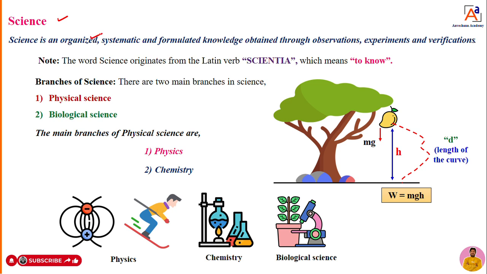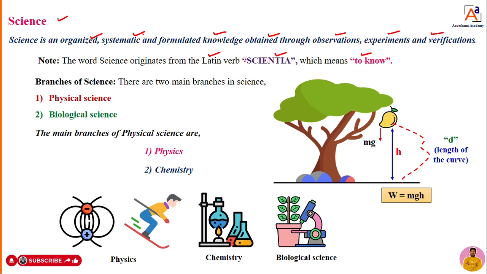Science is an organized, systematic and formulated knowledge obtained through observations, experiments and verifications. I repeat, science is an organized, systematic and formulated knowledge obtained through observation, experiments and verification, dear students. This science word is derived from the Latin verb, that is scientia. The meaning of scientia is to know.